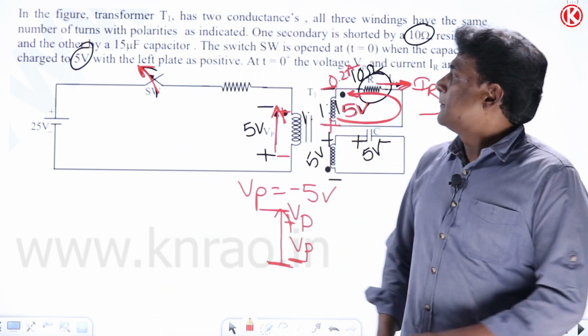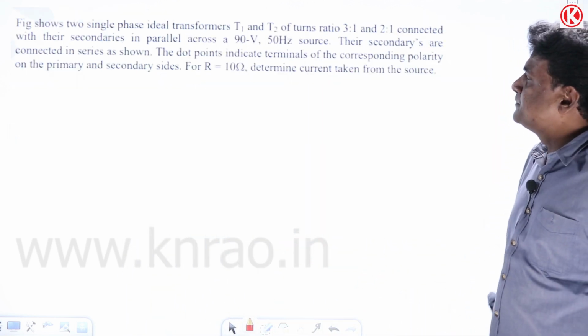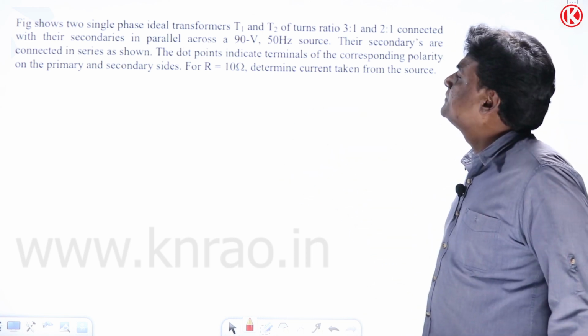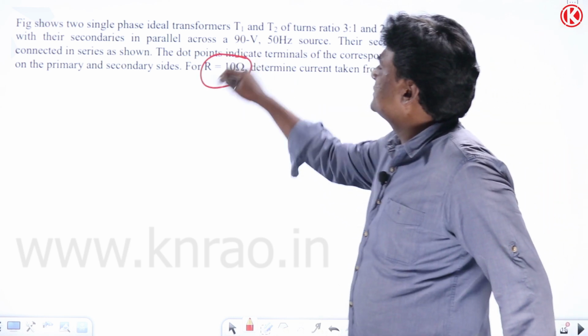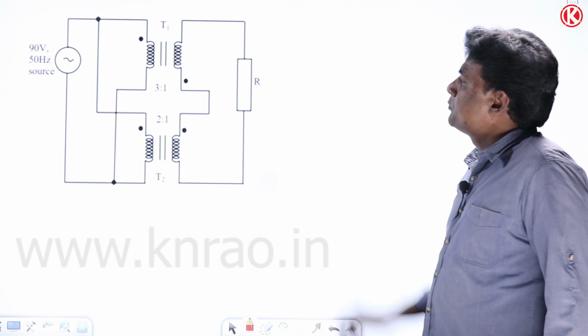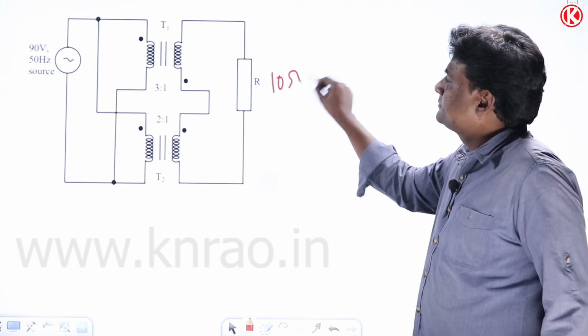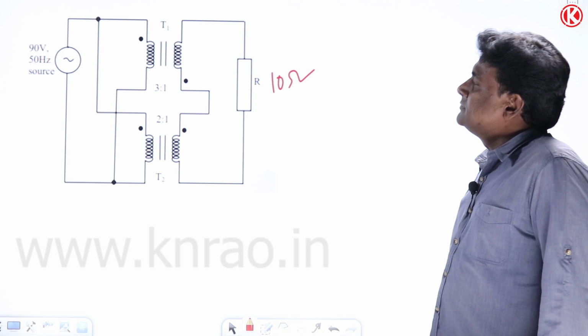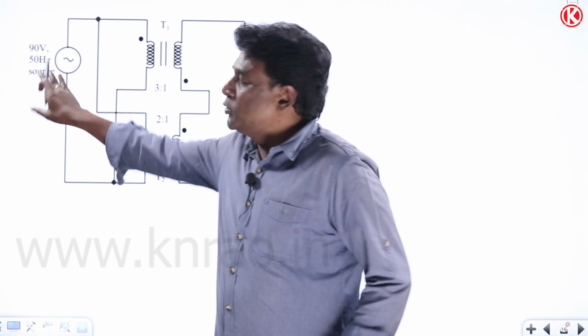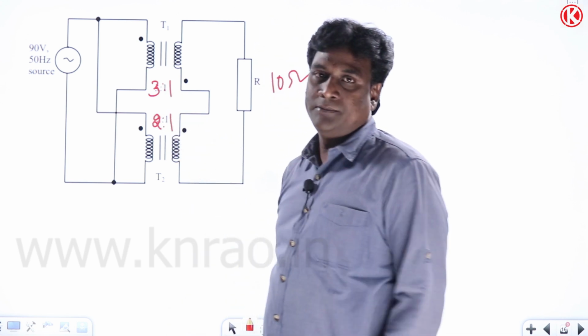Okay. Now, let us think of this question. Just pause the video and read it. And for me, resistance is 10 ohm. Base resistance is 10 ohm. Okay. Now, they said that 90 volts is supplied here. And this is a 3:1 transformer. And this is a 2:1 transformer.